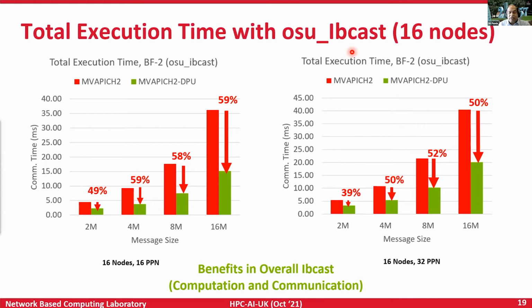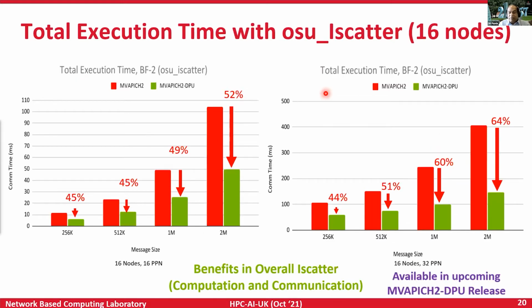It's the same story, 59%, 58% benefit. And very recently, we have done this. It is not released. This will be released in the next release, this October release of the library. Okay? So here you can see we're able to even go for up to 64% overlap. Okay? So these are all the collectives level.